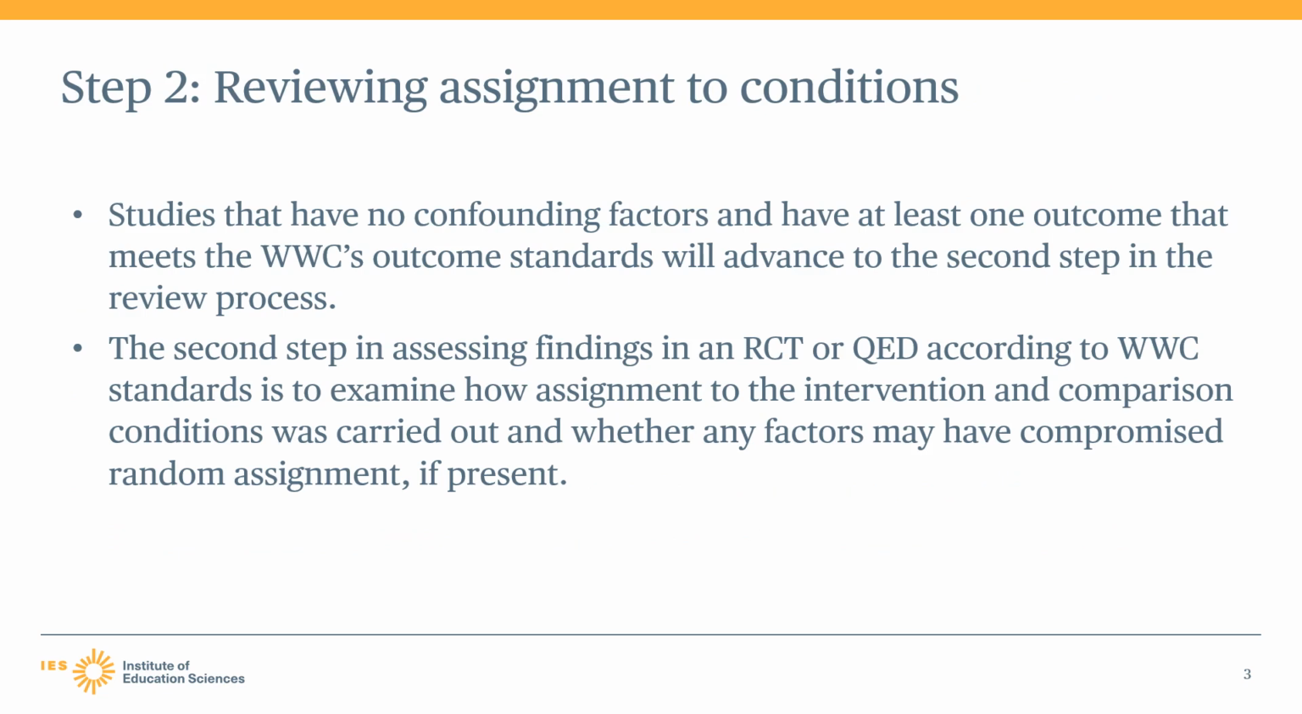The second step in the group design study review process entails assessing assignment to conditions. Studies that have no confounding factors and that have at least one outcome aligned with the WWC's standards will advance to this step in the review process. At this step, reviewers examine the process that study authors used to determine assignment of units to the intervention and comparison conditions. It is during this step that WWC reviewers will examine how assignment or allocation to conditions was carried out and whether any factors may have compromised random assignment if present.